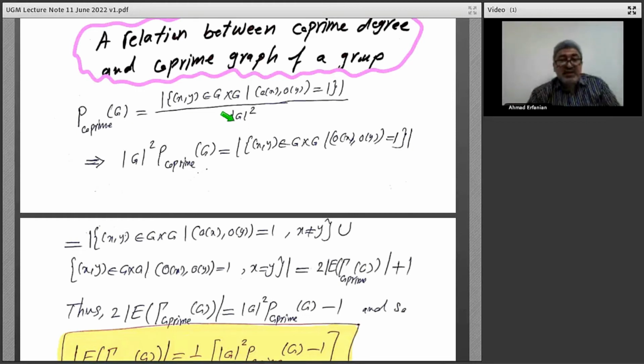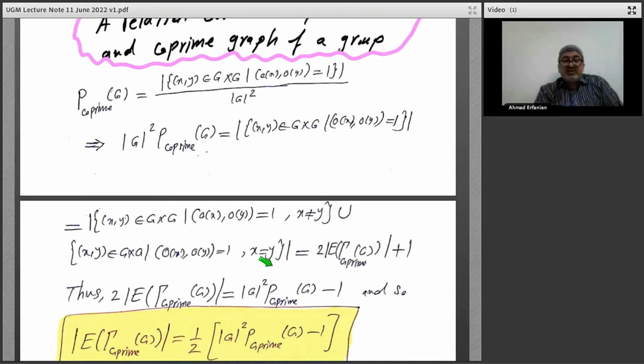Now let us give a relation between coprime degree and coprime graph. So this is the definition of coprime degree. Coprime degree is the size of the set of all pairs x and y such that x and y are coprime in order, divided by the order of G squared. Now by this definition, the order of G squared times the coprime degree is the size of the set of pairs x and y which are coprime.